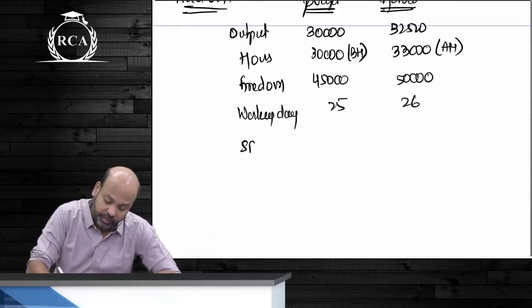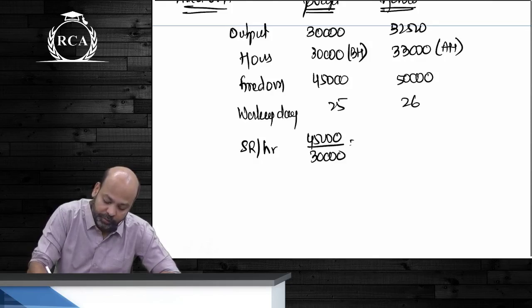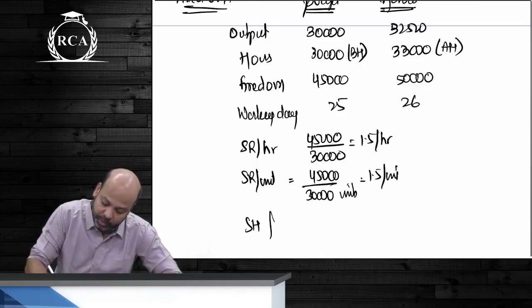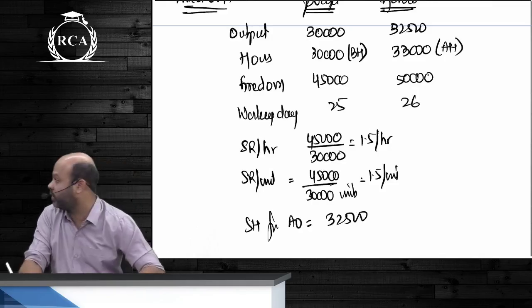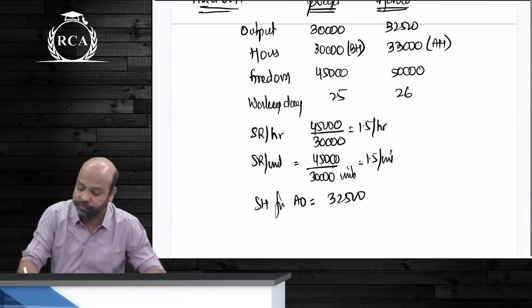The first thing that you will do is either compute standard rate per hour, guys, or standard rate per unit. Both of them would be same. This is 1.5 per hour. Standard rate per unit, beta, would be 45,000 divided by 30,000 units, 1.5 per unit. Your standard hours for actual output, whether variable overheads or fixed overheads, does not change. It will be 32,500. Yes or no?